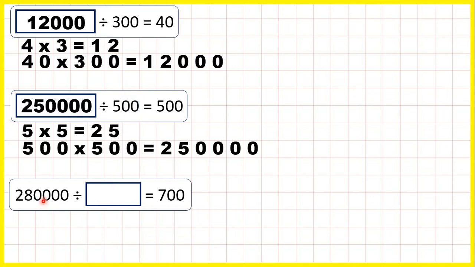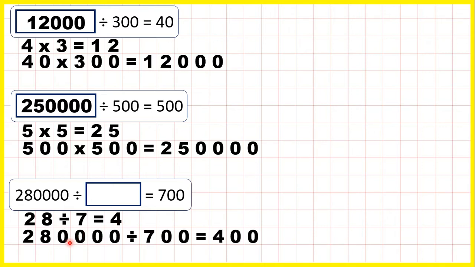Now, 280,000 divided by something is 700. Well, here, it's the second number. It's the divisor that's missing in our division question. So, we still need to use division to find our answer. We need to divide 280,000 by 700. We know that 28 divided by 7 is 4.